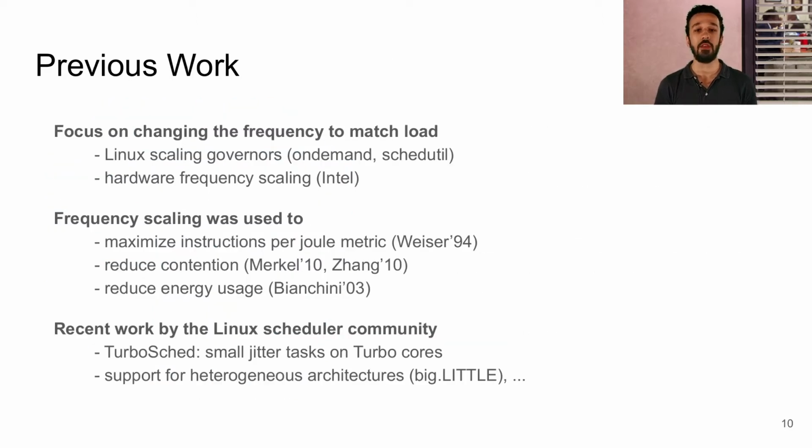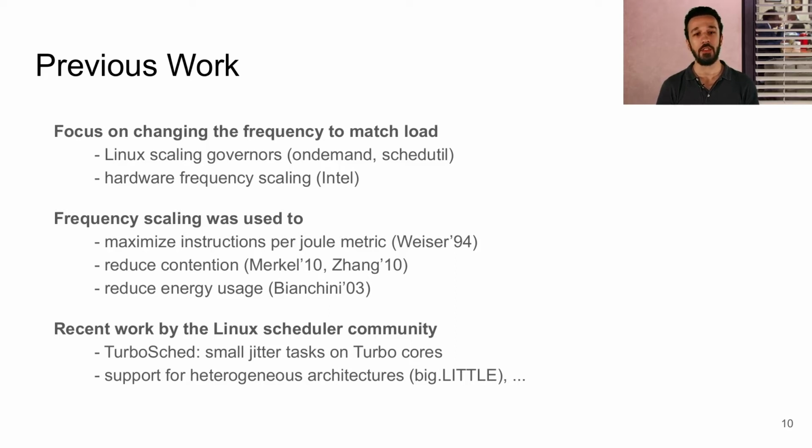Previous work mainly focuses on changing the frequency of the processor in order to match the needs of the workload. To this end, Linux provides scaling governors. These governors are algorithms that choose the operating frequency of the CPU with regards to different metrics. The latest one, schedutil, uses data from the scheduler to determine the current load of the CPU and chooses the frequency accordingly. Recent Intel CPUs also provide such a governor implemented in hardware.